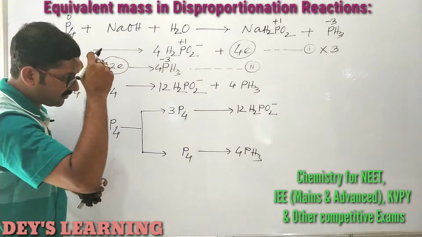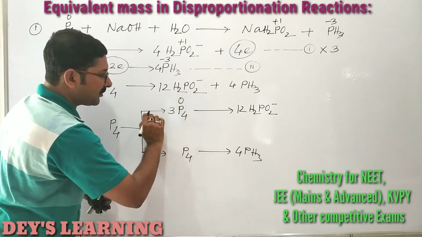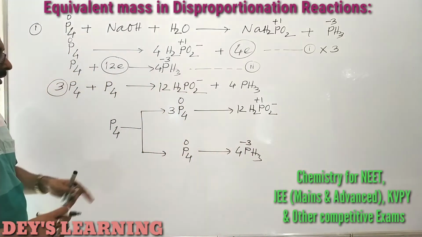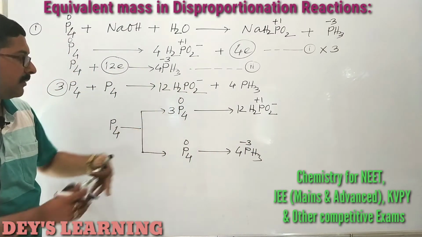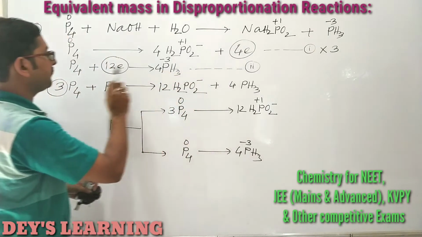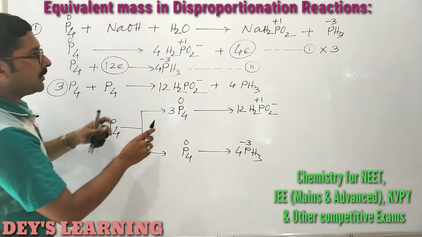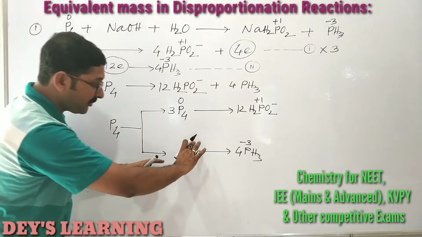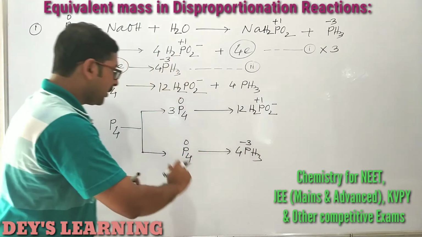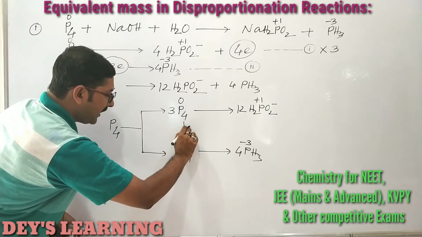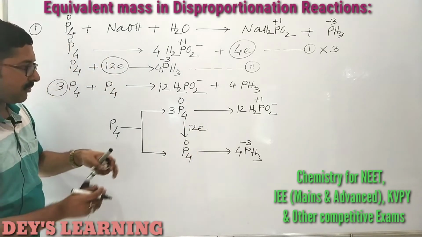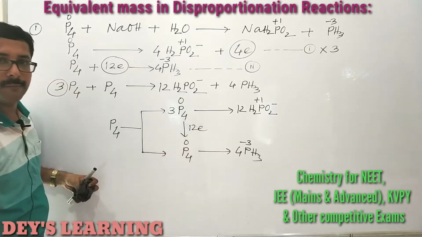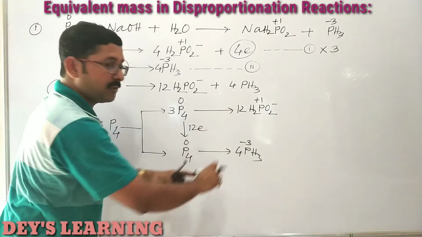So we can think of this reaction in this way, that phosphorus oxidation number 0, here it is plus 1, here it is minus 3, and here it is 0. So these 3 phosphorus molecules actually release 12 electrons, 4 into 3, 12 electrons here, and these 12 electrons are accepted by this P4 molecule to produce the phosphine. So 12 electrons are actually transferred from these 3 P4 molecules to this P4 molecule, so that this one is oxidized and this one is reduced.